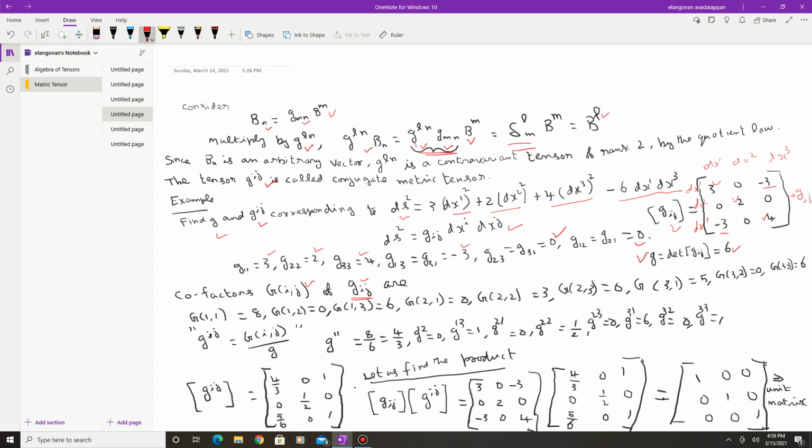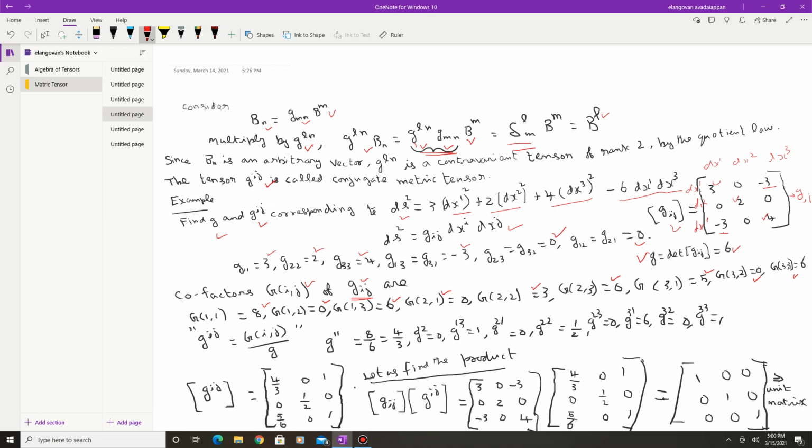So the actual cofactor is obtained by finding the minor, and the sign is given by minus 1 whole power i plus j. So evaluate the minor for each coefficient, and the sign must be minus 1 whole power i plus j. Using this you can find that the cofactor G11 is 8, G12 is 0, G13 is 6, G21 is 0, G22 is 3, and G23 is 0. So this can be easily obtained just by inspection from the matrix.